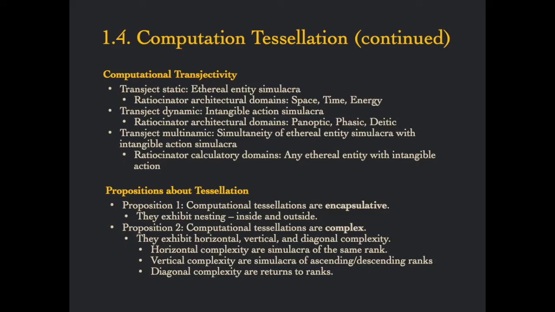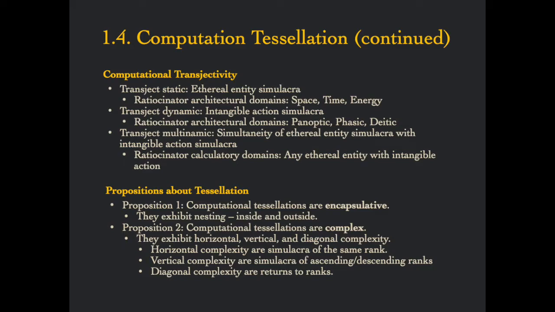Horizontal complexity is simulacra of the same rank. Vertical complexity is the simulacra of ascending and descending ranks, and diagonal complexity are returns to ranks. So, computationally, anything can relate to anything else through these different kinds of complexity. And all the kinds of things that we talk about, like hierarchy and heterarchy and panarchy and anarchy, can all be attributed to these computational tessellation complexity characteristics.